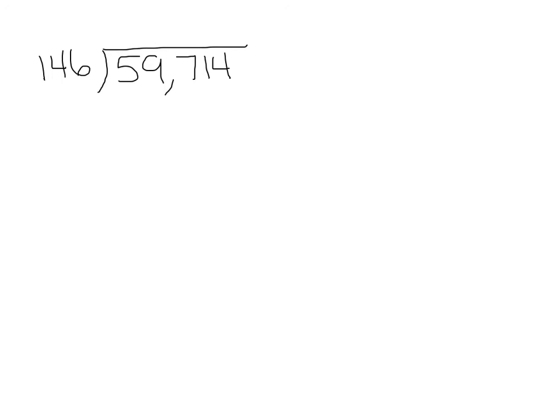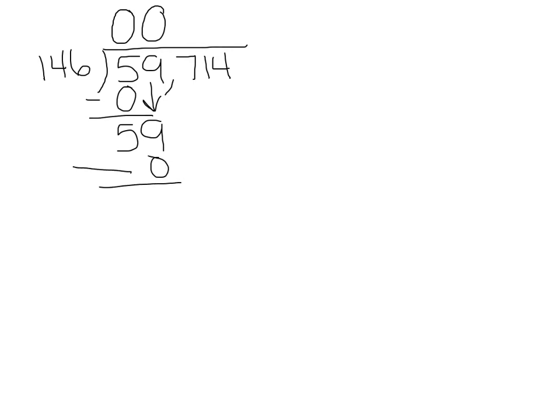Alright, so hopefully you guys finished this division problem. Now I'm going to go through it. So here we go, 146. First I'm going to ask myself how many times it goes into 5. And I know 5 is really small, so 146 goes into 5 0 times. Next, I'm going to multiply 146 times 0. I get 0. I subtract and bring down the next number, 59. Again, 146 does not go into 59 at all, 0 times. So 146 times 0, again, subtract, and then bring down the next number.